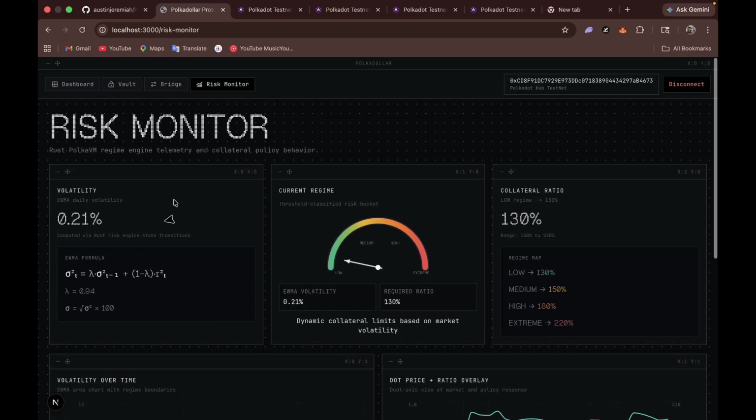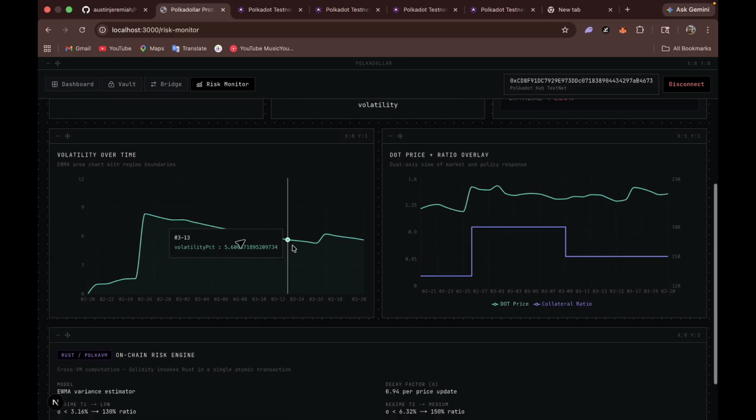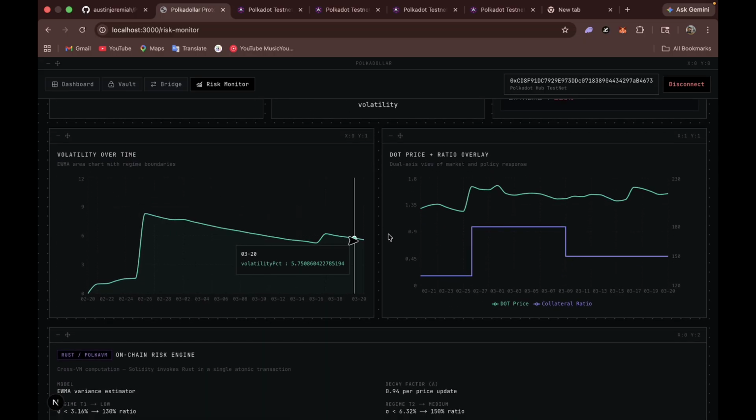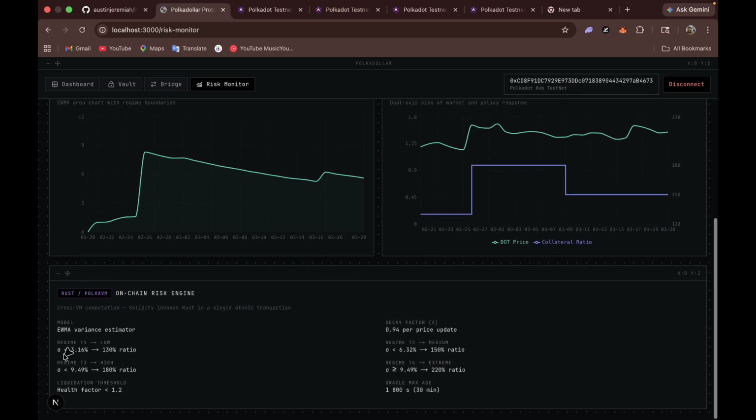We have the risk monitor tab here, which has the variance formula, and we have the current regime. We also have two graphs here for the volatility over time and the DOT price plus ratio overlay. And that's how it works.